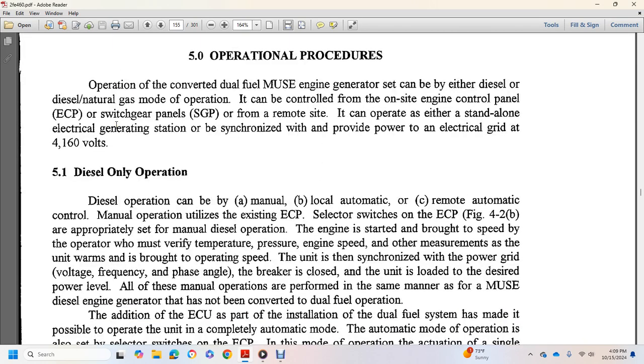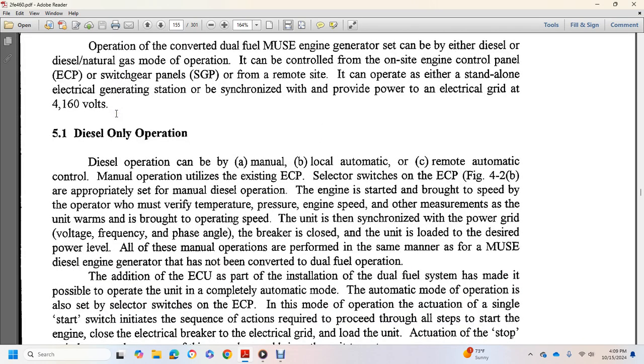160 volts, 5.1 diesel operation only. Diesel operation could be manual local or automatic remote. Automatic control, manual operation is utilized with the engine control panel selector switches, engine control panel, figure 4.2, as appropriate.